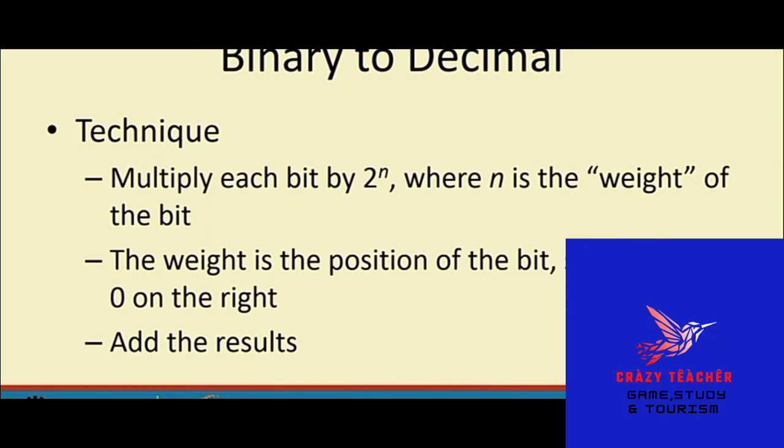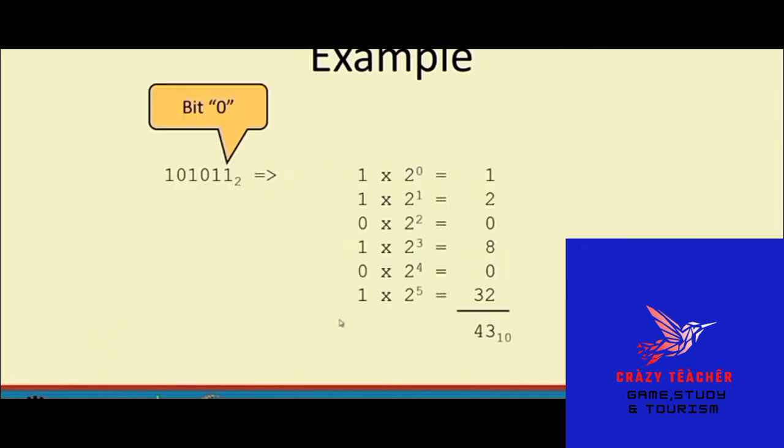Now in the binary number system, we have two symbols possible, 0 and 1, and anything multiplied by 0 gives 0 only. So we can just write it as: multiply each bit by 2 power n. This weight is the position of the bit starting from 0 on the right, and then add the results. So here is an example.